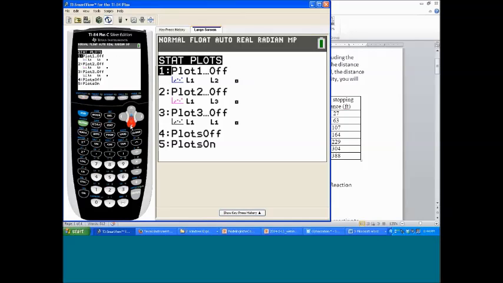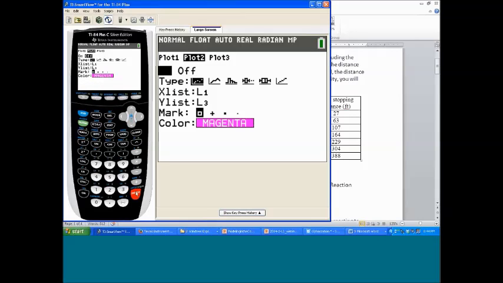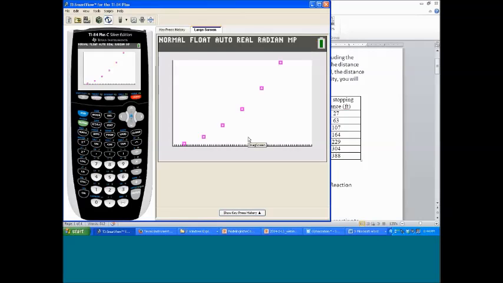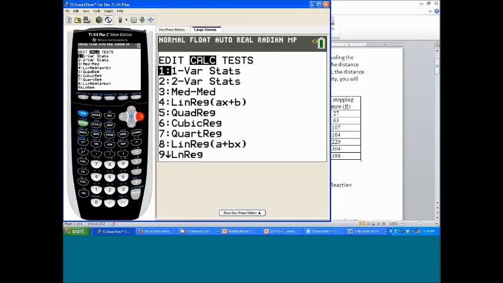And plot 2 is going to be my braking distance. I'm also going to turn off this first equation, but I'm going to leave it there. And there's my braking distance, and this is going to be a good quadratic model. And so we're going to go ahead and stat calc a quadratic regression.